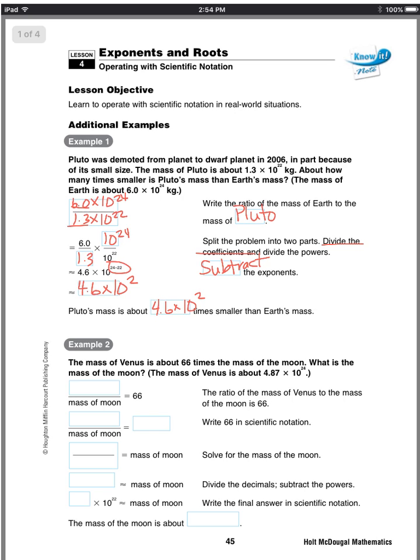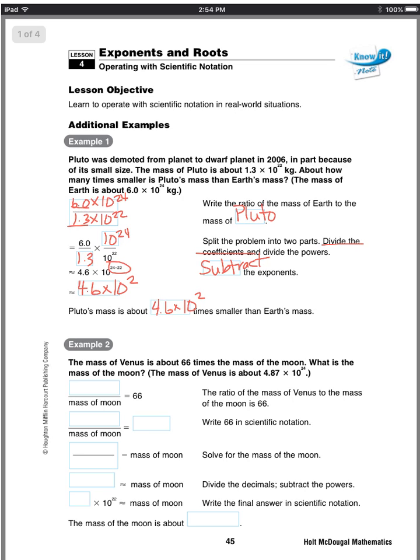The mass of Venus is about 66 times the mass of the moon. What is the mass of the moon? The mass of Venus is about 4.87 times 10 to the 24th. So because we want to know the mass of the moon, we have to divide the mass of Venus by the mass of the moon. Okay? So we are looking for the mass of the moon. We don't know what the mass of the moon is, so that's why they put that there.